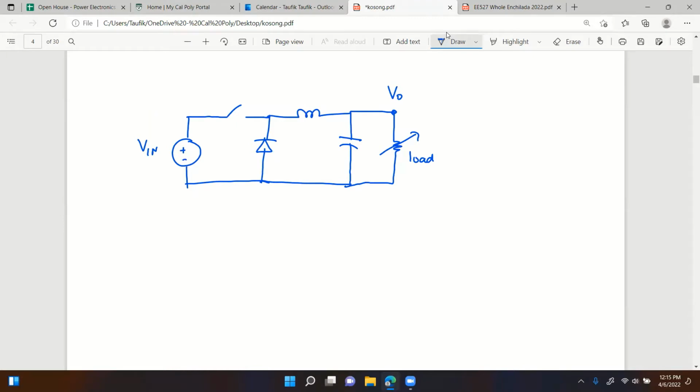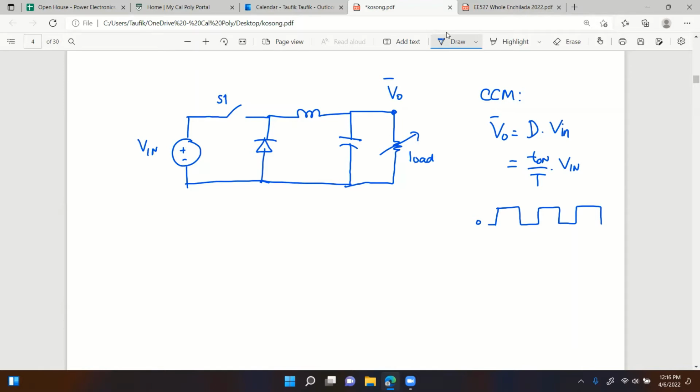And the transfer function that we have for a buck converter for CCM, continuous conduction mode, is that V out average is equal to duty cycle times V in, right? And duty cycle is equal to T on over T, with T on being the conduction time of the switch. So we actually send a pulse signal to the switch right there. When the signal is low, the switch is going to be off. Let's call it switch S1.